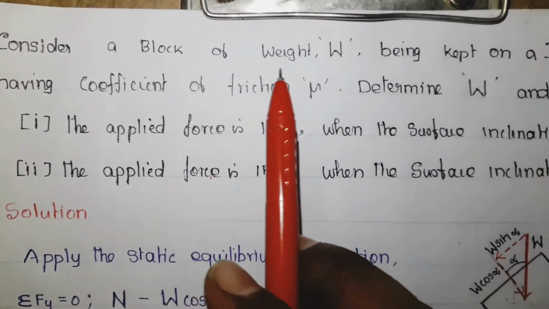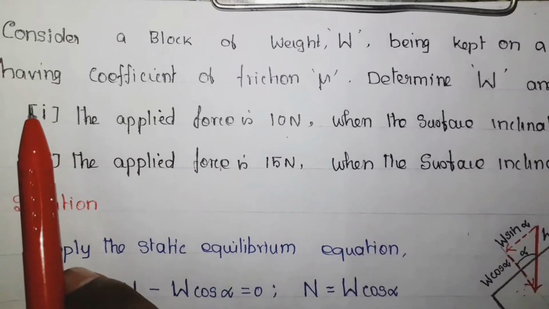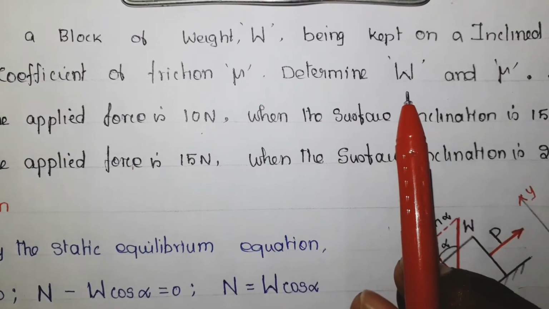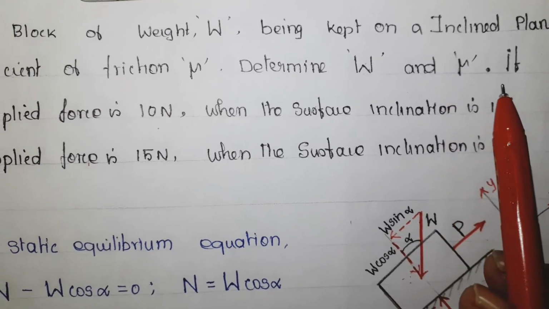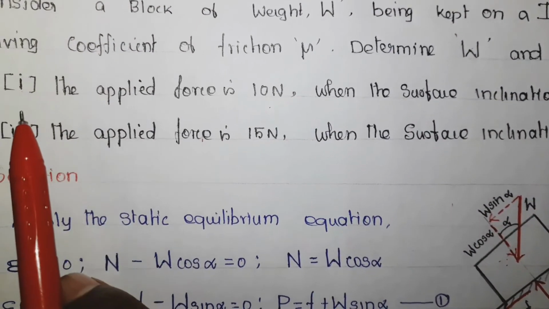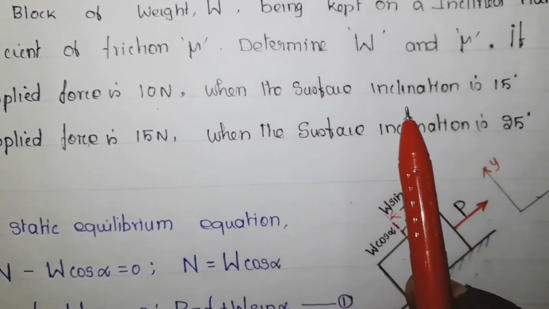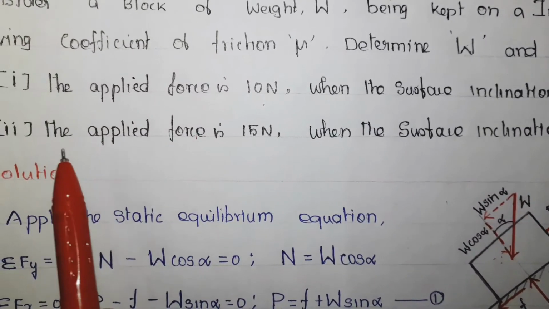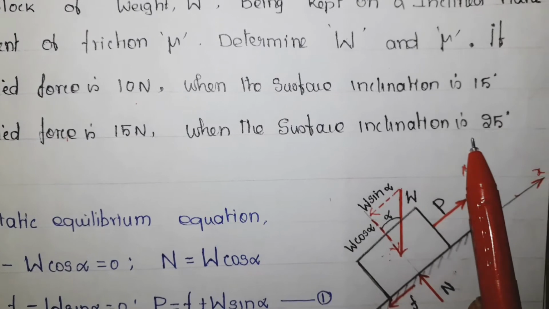Consider a block of weight W being kept on an inclined plane having coefficient of friction mu. Determine W, the weight of the block, and mu, the coefficient of friction. Given, there are two conditions. The first condition is the applied force is 10 Newton when the surface inclination is 15 degrees. In the second condition, the applied force is 15 Newton when the surface inclination is 25 degrees.